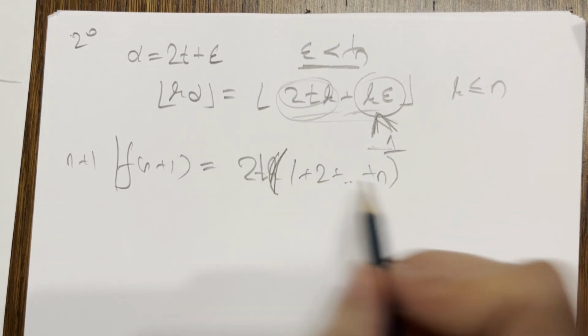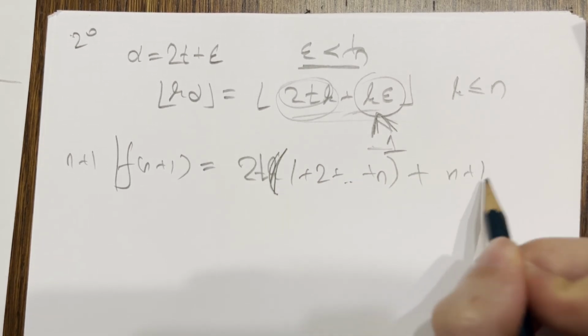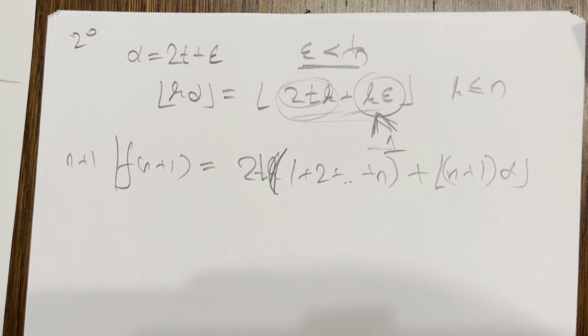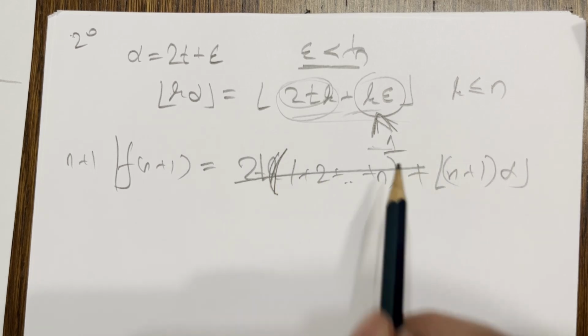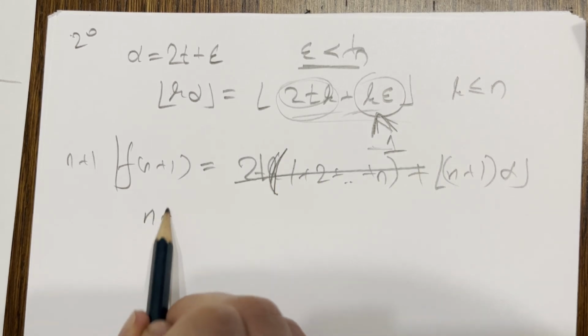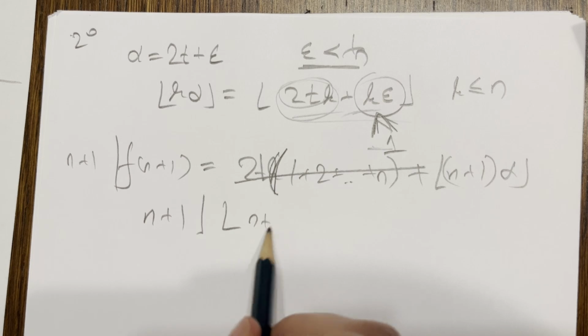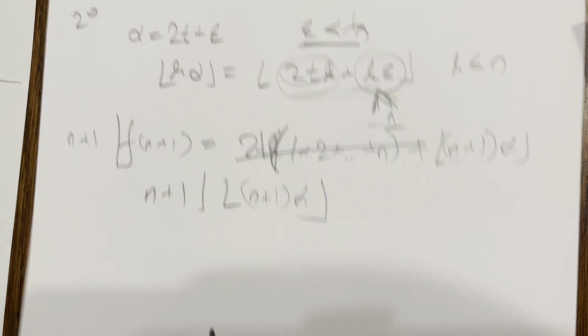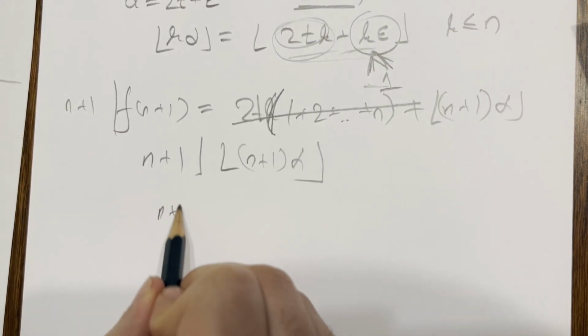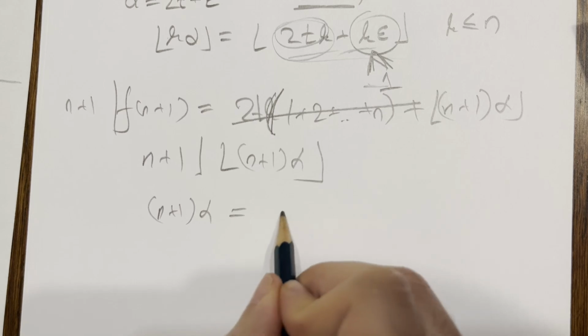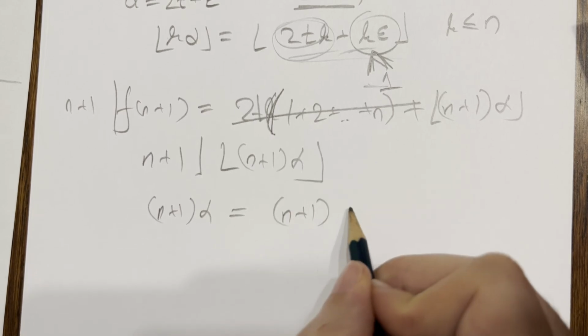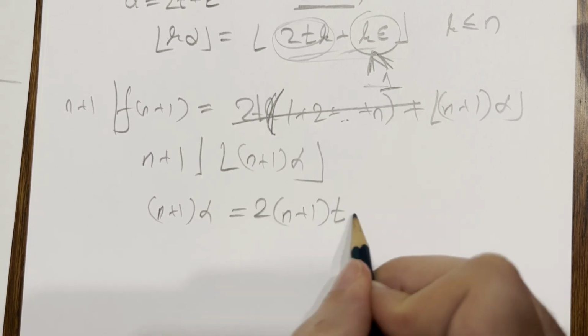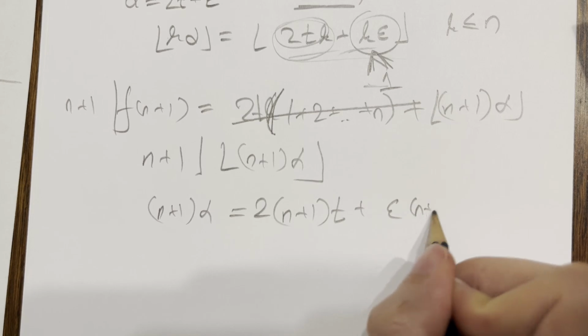Again, this cancels out, plus the floor of n plus 1 alpha. This is divisible by n plus 1, so we have n plus 1 must divide the floor of n plus 1 alpha, and to top it off, n plus 1 alpha is equal to n plus 1 times 2t plus epsilon n plus 1.